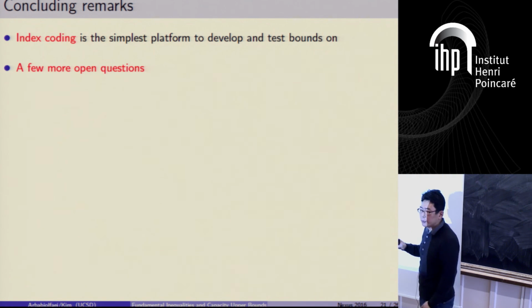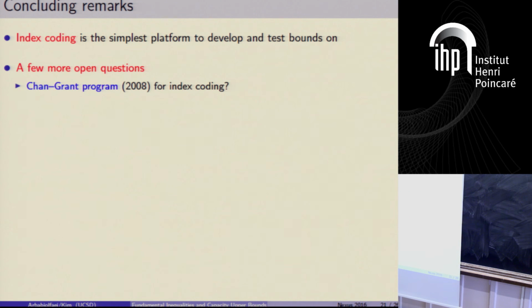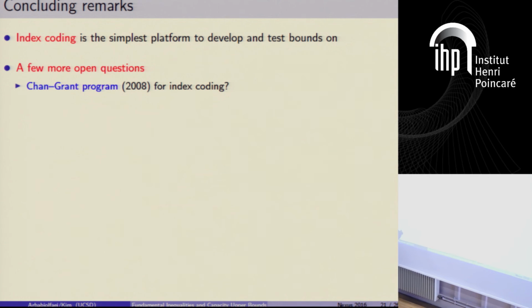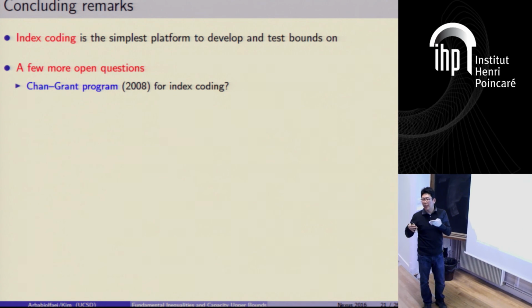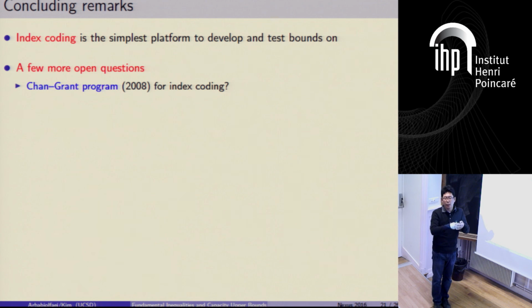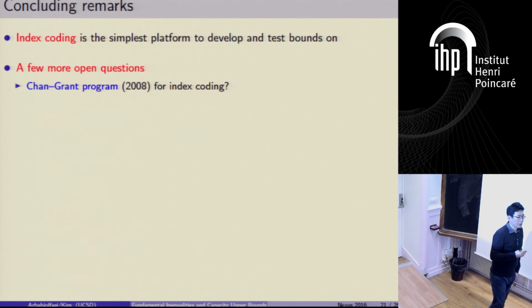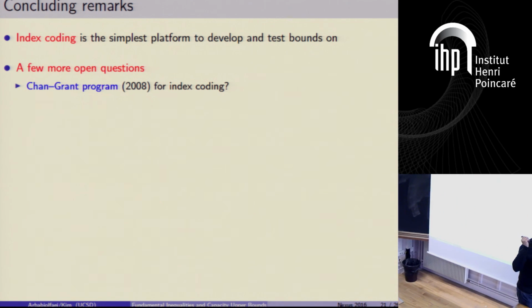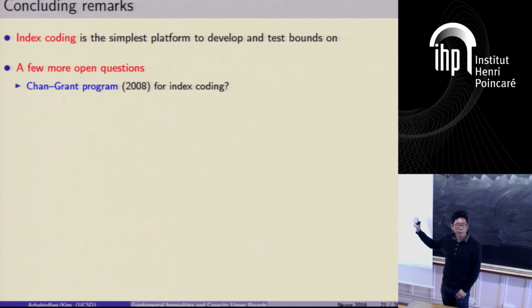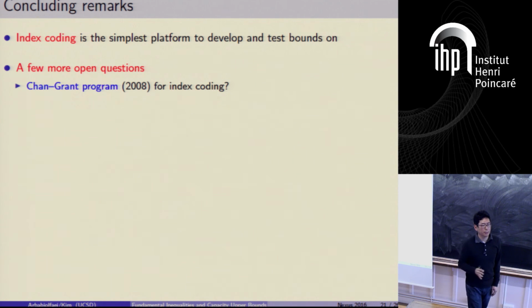Let me give you a few more open questions other than the question marks we had before. The first is that Chan and Grant in 2008 showed there is a nice and precise relationship between all entropic inequalities and network coding problems. For each network coding problem, there is a corresponding inequality needed to characterize its capacity region. So can you run the same program for index coding? I believe the answer should be yes, because the problem is much simpler. We are not cluttered by the network topology or anything. I believe we can write things in a very simple manner, but haven't figured out how.